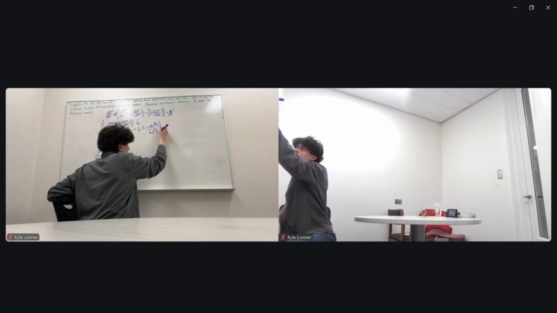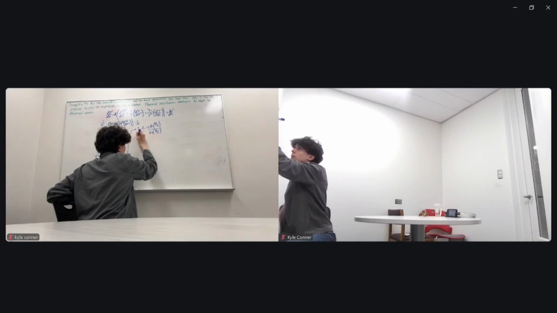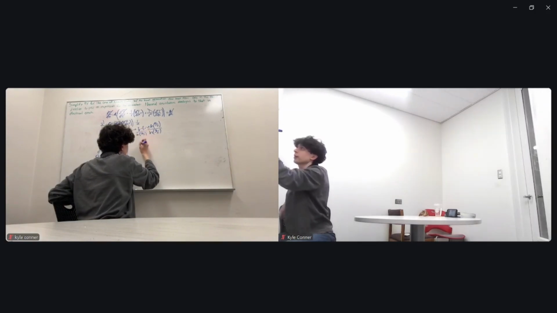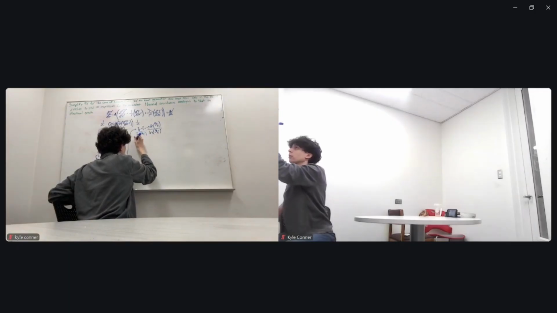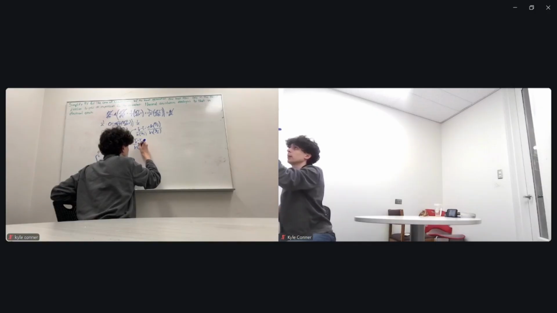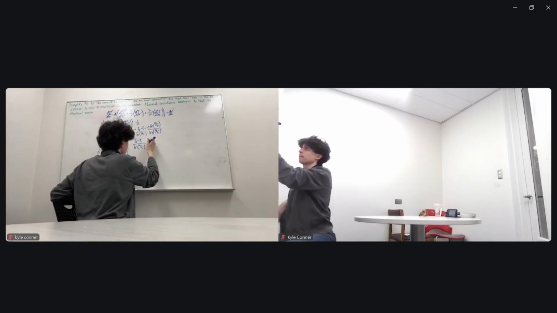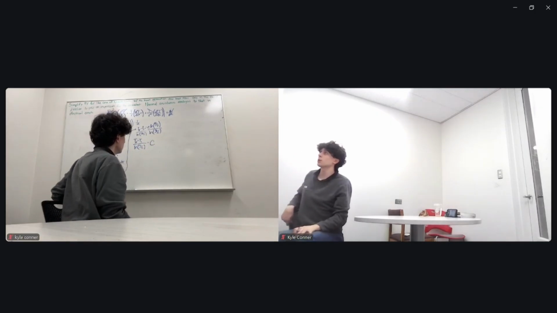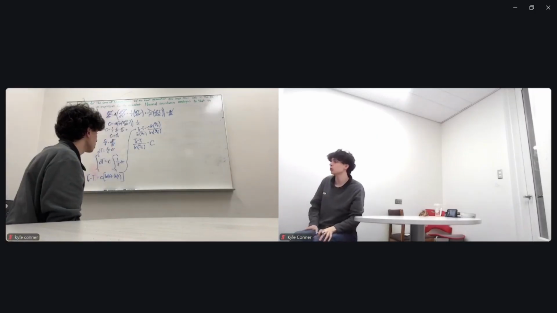Jumping ahead, sorry. And we will get that C value, that constant of integration value, by itself. So our C value is equal to our temperature final minus our temperature initial, over the natural log of the radial final over the radial initial. So we can plug this back into our original derivative and see what we come out with there.